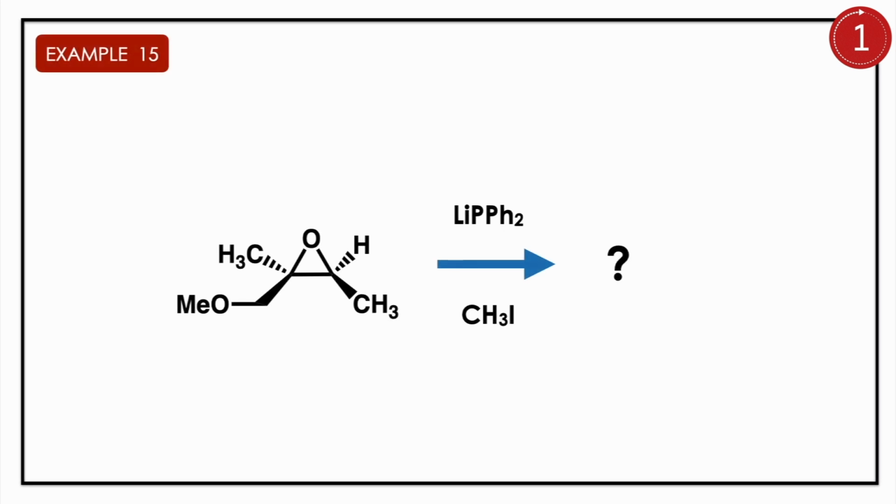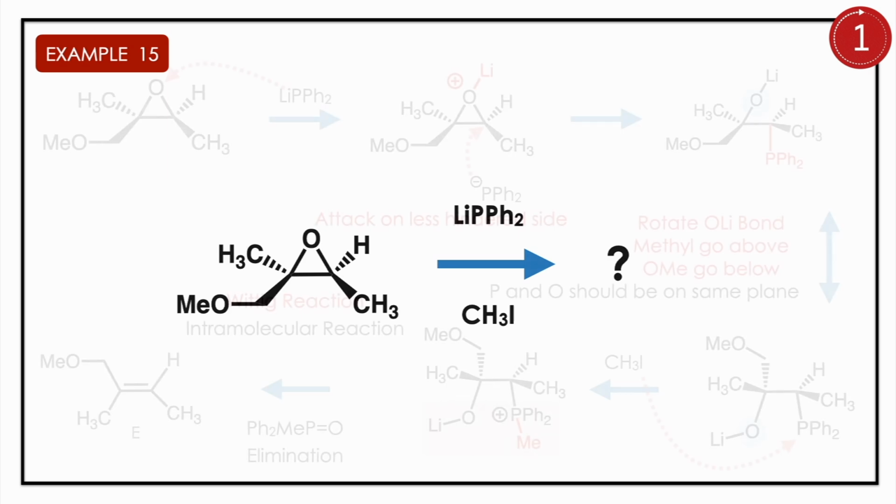Then the next example. Here you have an epoxide; at both ends you have methyl, methoxide, hydrogen and methyl. Two methyls are in trans relationship, one methyl and methoxide in cis relationship. Here you are using lithium phosphine with methyl iodide as the reagent. You should find what will be the final product.